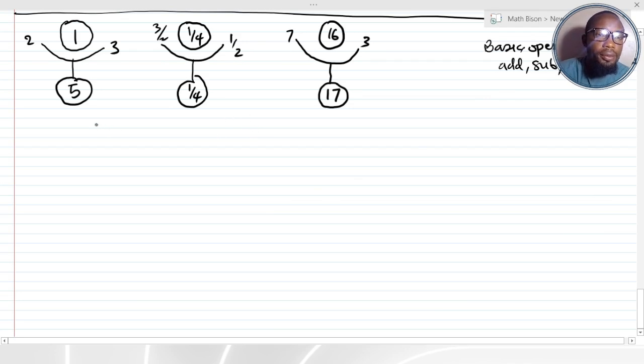Okay, so let's try. 2 plus 3 gives 5. 3 over 2 plus 1 over 2 should give you 2, which is 4 over 2 should give you 2. But 7 plus 3 does not give us 17, so something is not right there. 2 plus 3 did not even work, so we can't use it. 1 times 5, 1 times something to give us 5. No, it's not working too. Division is also not working. 7 divided by what? Nothing is looking divisible here.